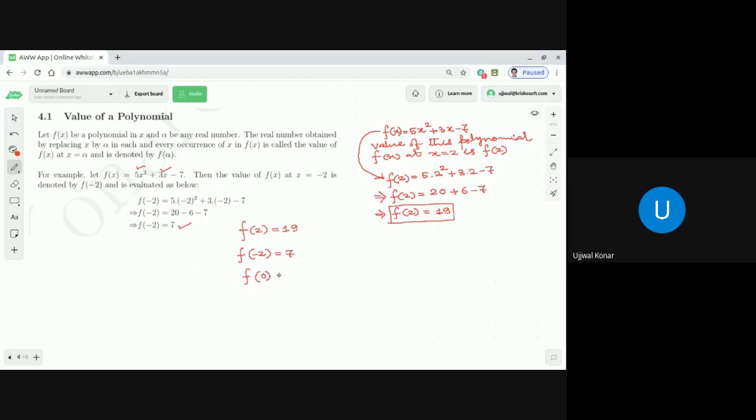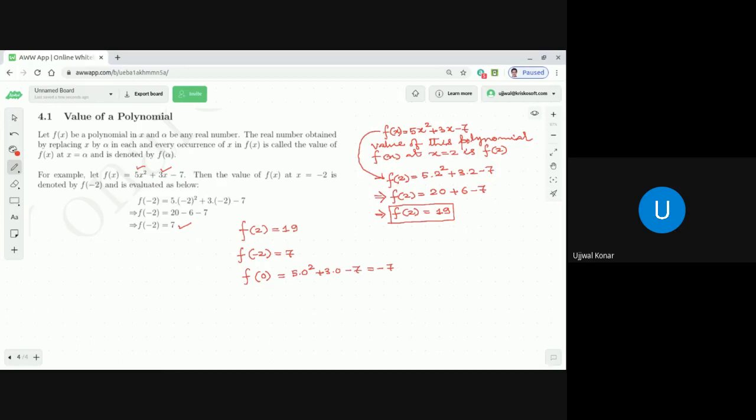It may be possible that we can find the value of the polynomial at x equal to 0. That should be 5 into 0 square plus 3 into 0 minus 7, that is nothing but minus 7. Correct, dear students? So this is the way for any real number. See, x can be any real number.